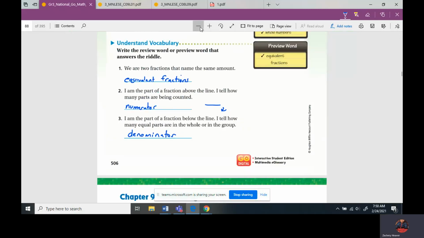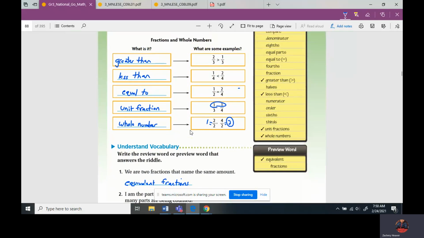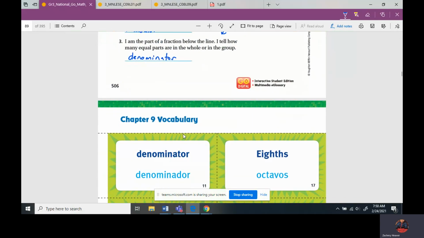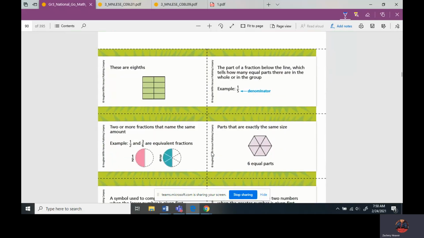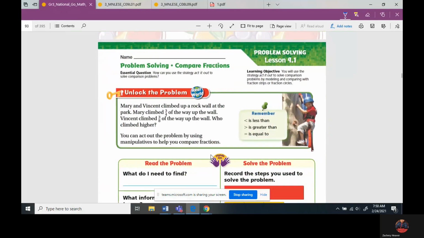So make sure you get these vocabulary words on there, okay? You need to pause here, pause it now. And then we're going to keep going. These are your vocabulary words that you can practice. And we're going to go ahead and get started on comparing fractions.